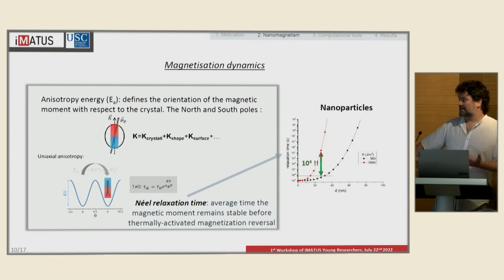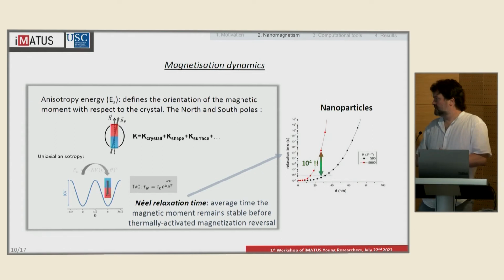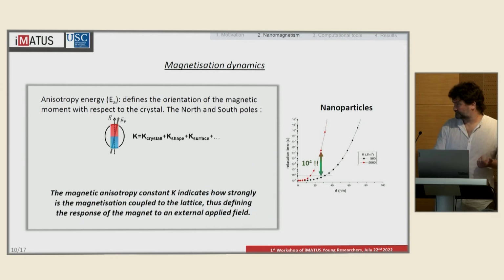Temperature defines some probability of a spontaneous reversal of the magnetization. It is the anisotropy, together with the particle size, that defines how stable our magnetic moment is. Anisotropy is the key for everything. That is the message that I want to convey.